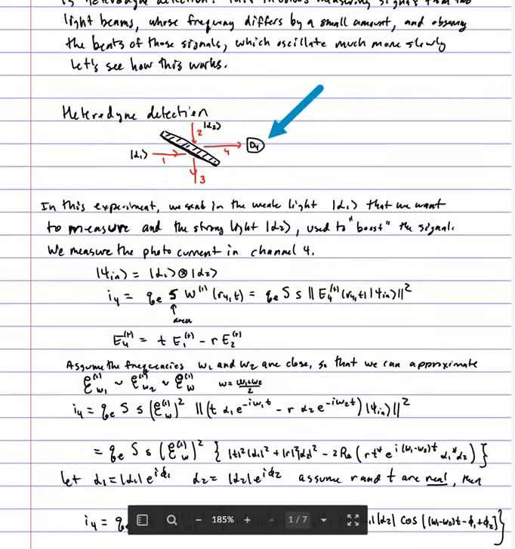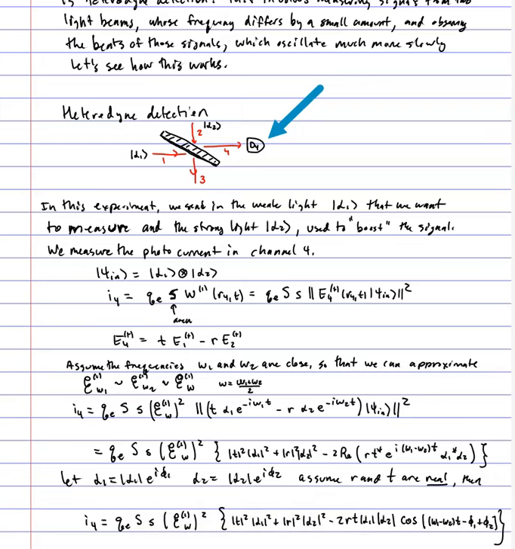Let me go back to the beam splitter again to show you what that means. What we're going to be measuring now is not just the detection of the I4 current. We're going to put another detector at I3, and we're going to measure the difference, I3 minus I4.